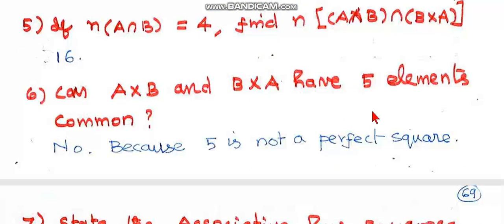A cross B and B cross A cannot have 6 elements in common. They cannot have 7 elements in common. They can have 4 elements in common, 9 elements in common, 25 elements in common, like that. So the number of elements that are common between A cross B and B cross A must be a positive perfect square number.